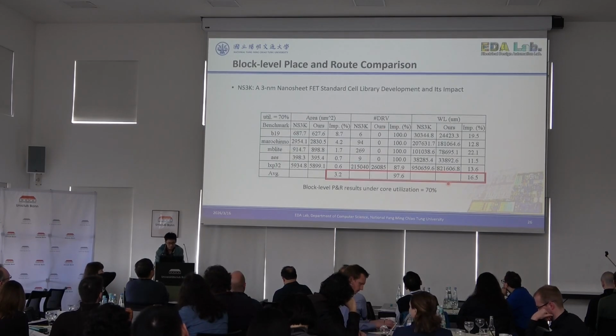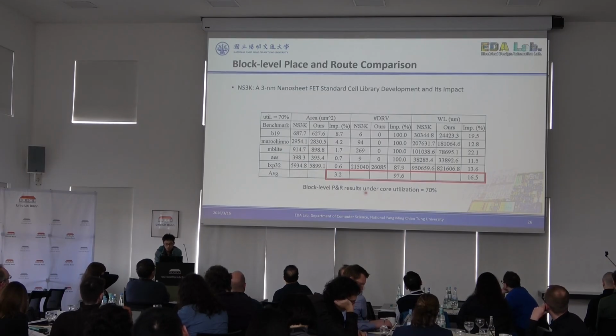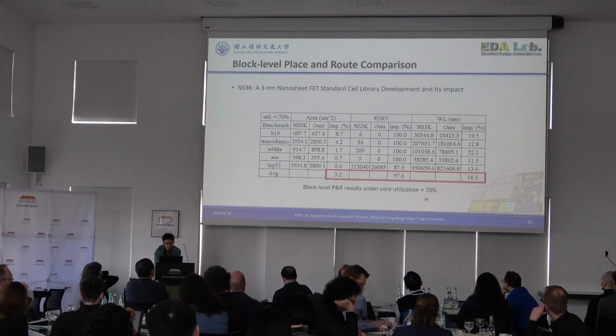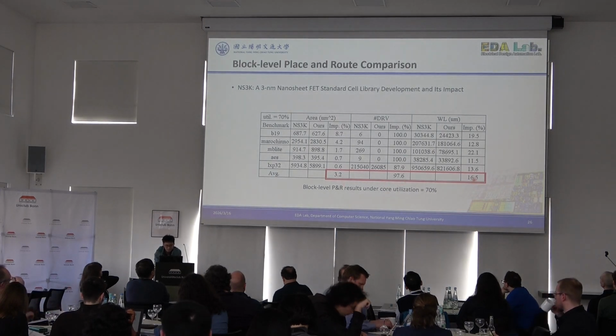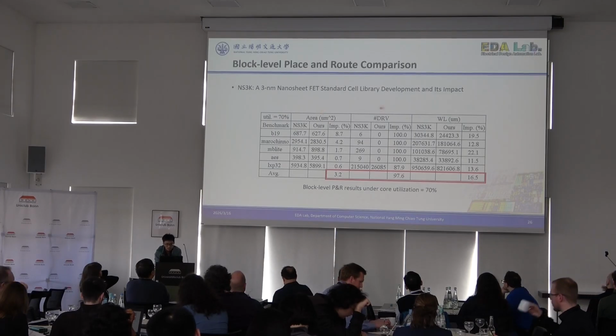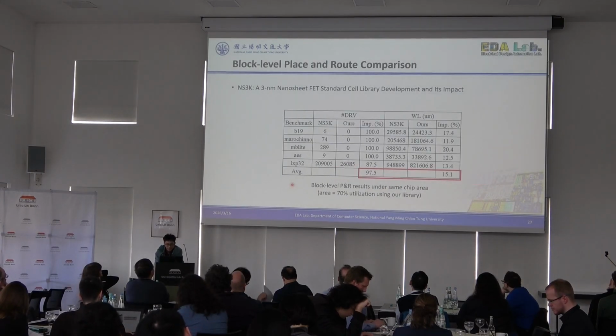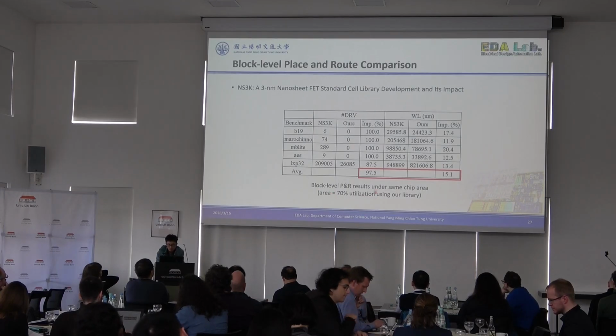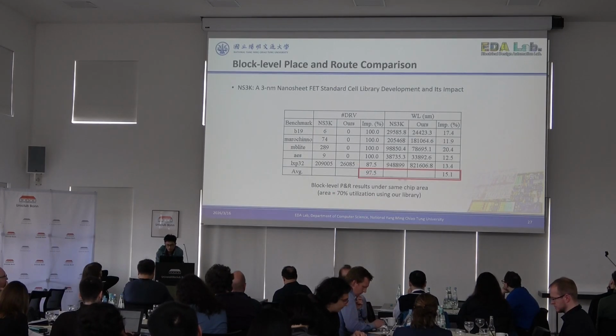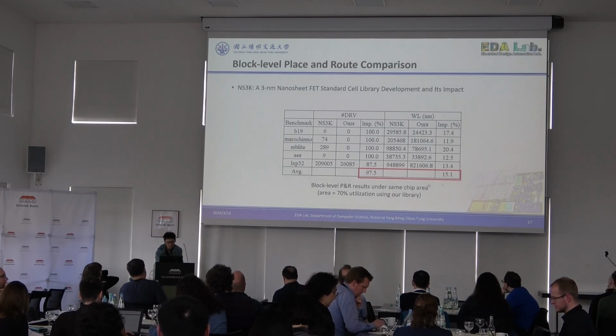In block level PNR, experiments of both works are conducted under a core utilization of 70%. On average, we save 3.2%, 97.6%, and 16.5% in area, design rule violations, and wire length among these designs. And under the same chip area, we save 97.5% and 15.1% in design rule violations and wire length on average among these designs.